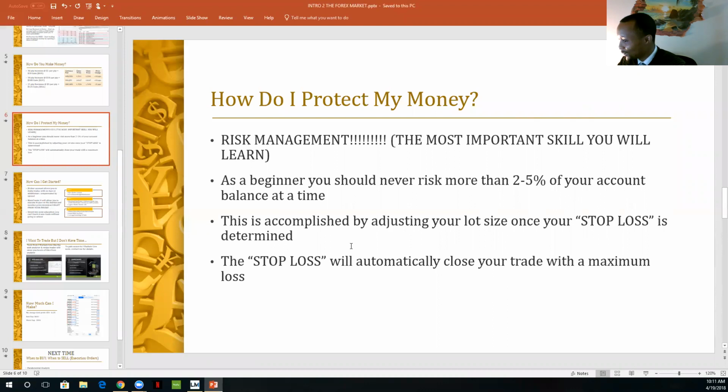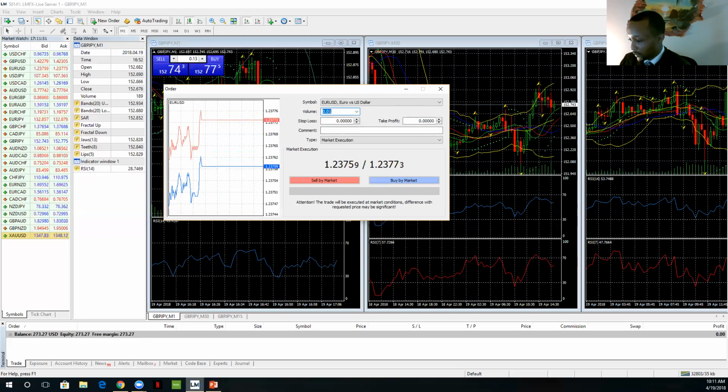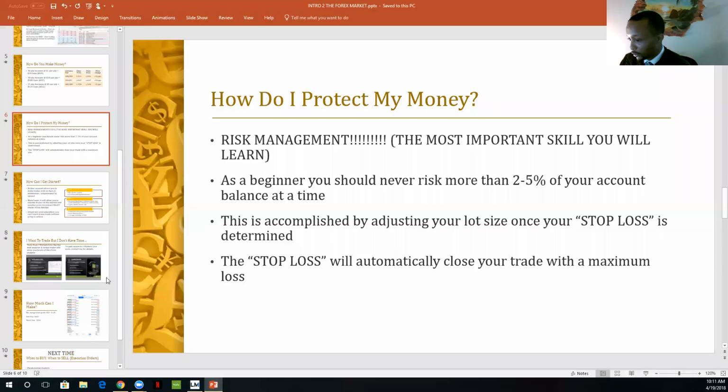I feel like I'm taking too much time. So this is accomplished by using your lot size and your stop loss. I basically just explained that using this order screen, you're going to change your lot size in order to control the value per price unit, and then use your stop loss to cut it off. Use your take profit to automatically get those profits for you. It's going to close out as soon as it hits that mark.